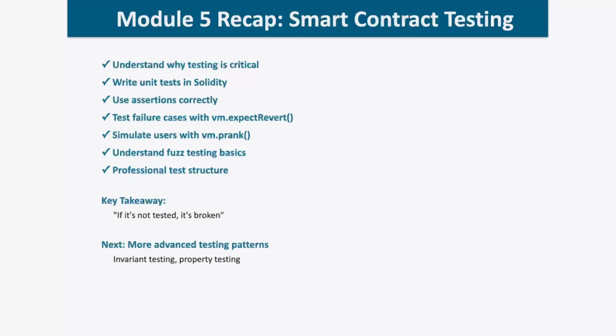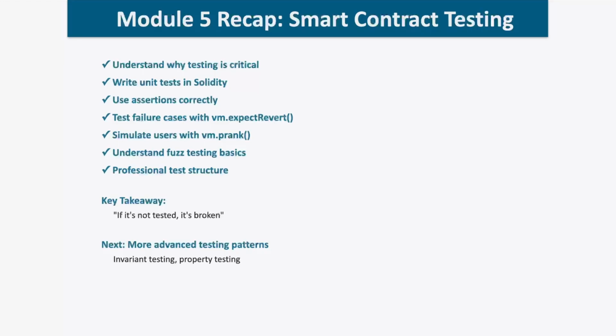Every contract you write must be tested, not optionally, mandatorily. Before deployment: 80% plus code coverage, happy path tested, failures tested, edge cases tested, and access control verified. Please remember this. If it's not tested, it's broken. Don't deploy untested code. Ever.